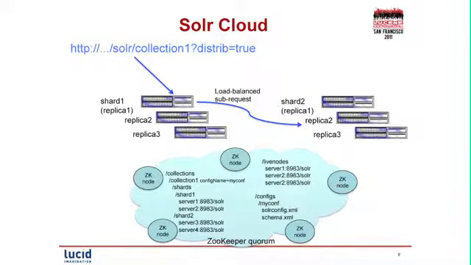And this is also load balanced, and so Solr knows that it needs to get the information from shard 2, and it'll make a load balanced request to shard 2. So if one replica is down, then it'll go talk to the other.